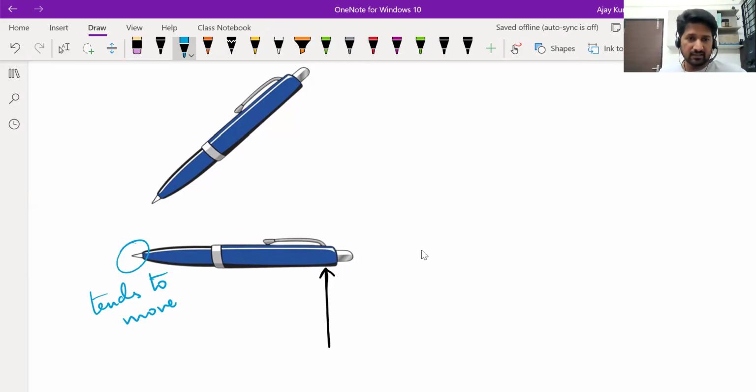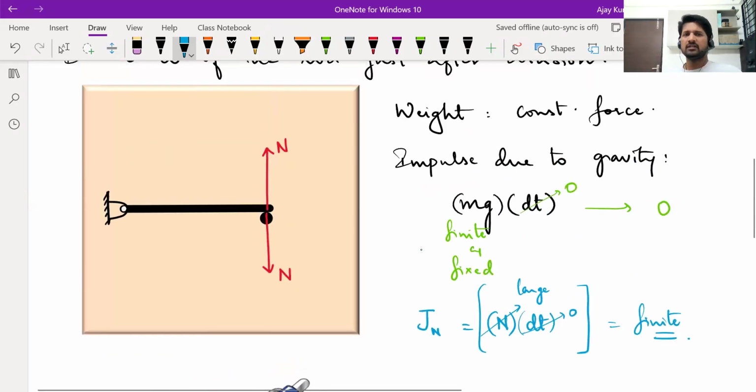So this left end has a tendency to move. You are hitting it at the right end, but the left end tends to move. Now you see what is happening with this rod. The particle is hitting the rod at one end. If the rod had been free, would the other end have a tendency to move or not? From your experience of pen fight, you tell.